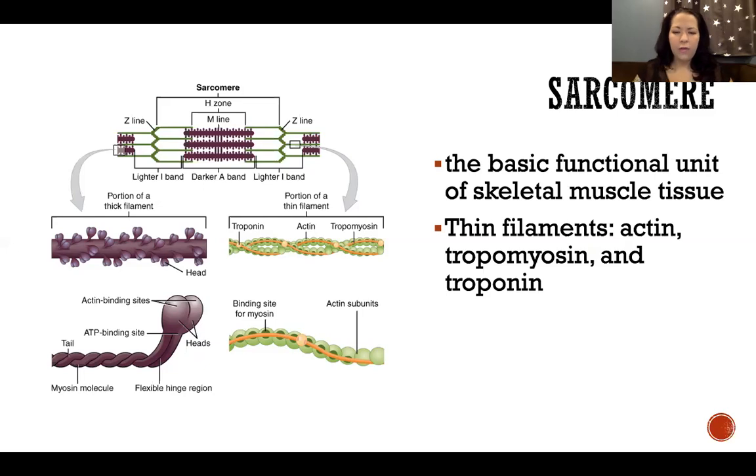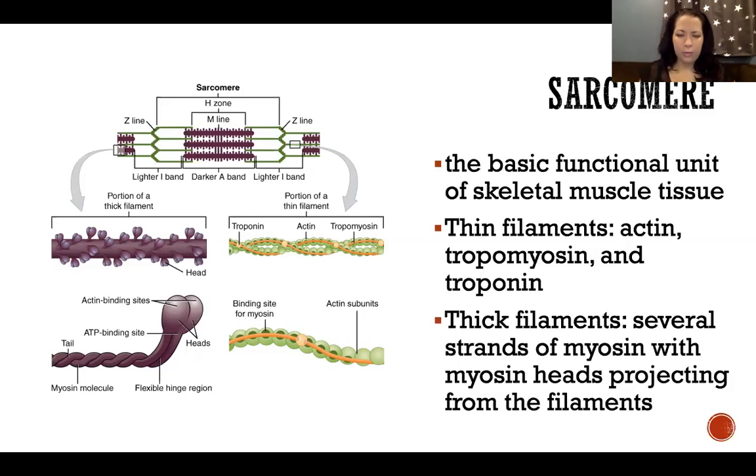It's made up of thin filaments and thick filaments. The thin filaments are composed of actin, tropomyosin, and troponin proteins. And the thick filaments are made up of several strands of myosin, all bundled together, and those strands of myosin have little myosin heads that project off from the filaments.